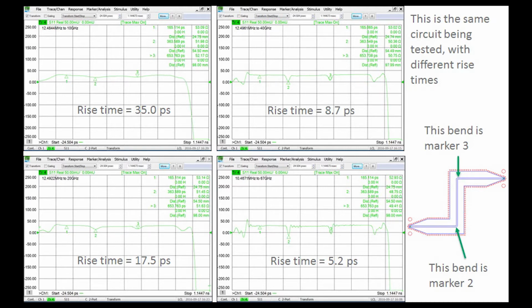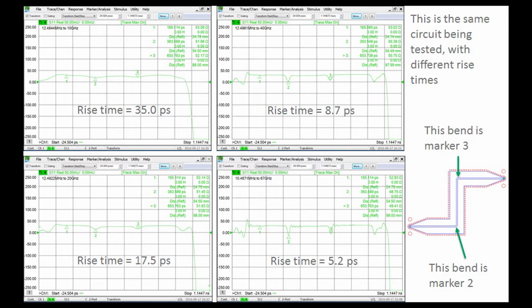The screenshot in the upper left is the slower rise time at 35 picoseconds. And you can see here you have very slight impedance anomalies in different areas. And marker 2 and marker 3 are actually the 90-degree bend areas as shown in the picture to the bottom right. And in the upper left screenshot with the rise time of 35 picoseconds, you really cannot see the features there very well.